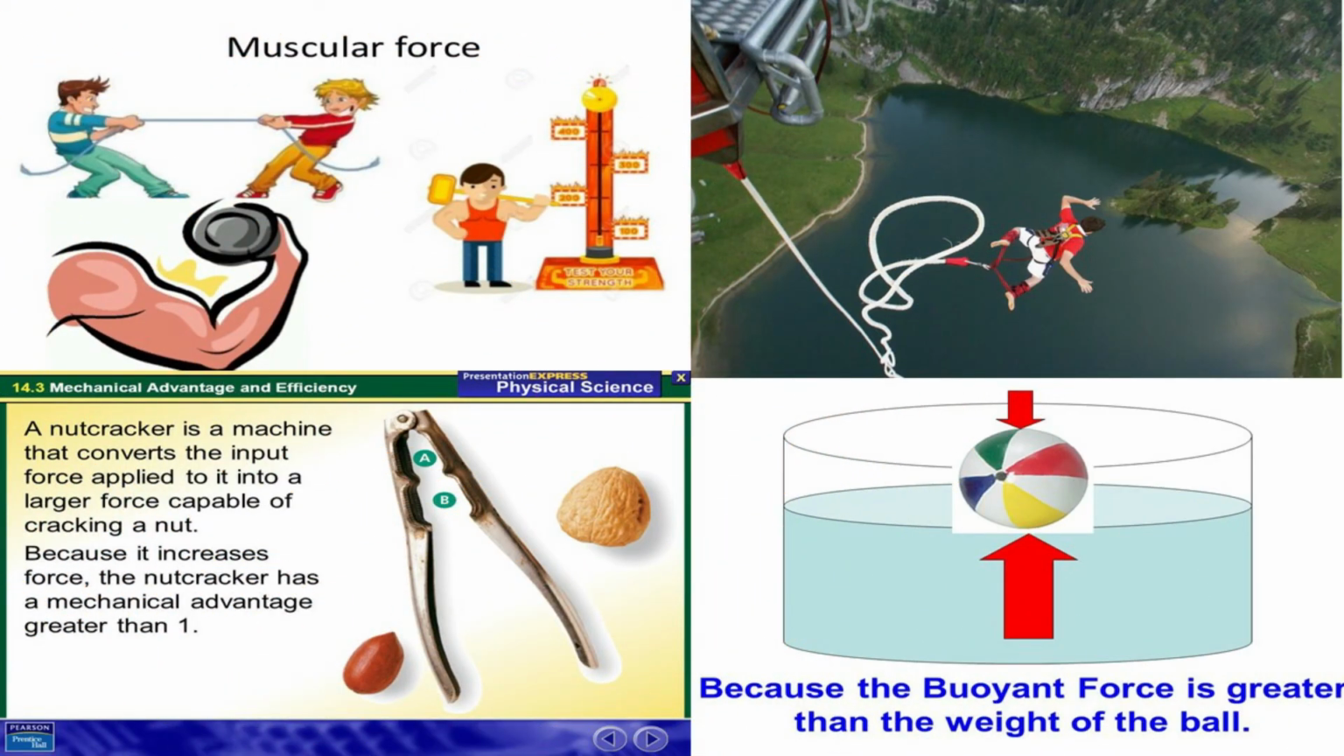Here you can see examples of muscular force, how they are stretching the rope and lifting weight, all done by hand, and this is known as muscular force. In the next picture, bungee jumping, you can see a rope is used for adventure sports like bungee jumping. In mechanical force, a nutcracker machine is the example of mechanical force, and here is buoyant force.